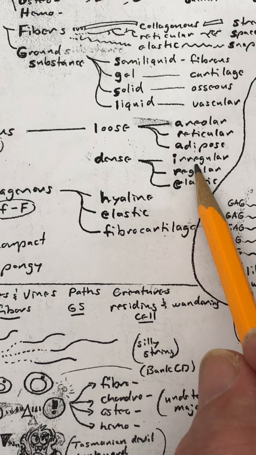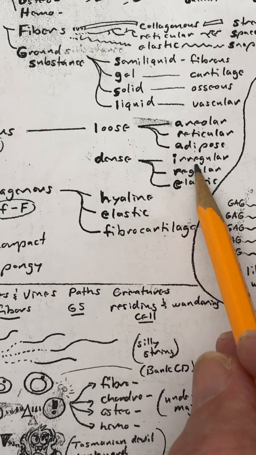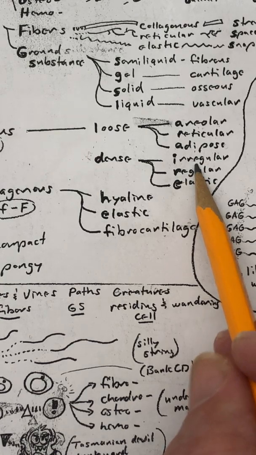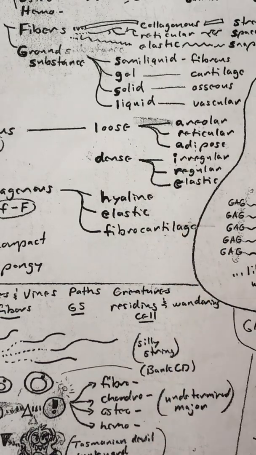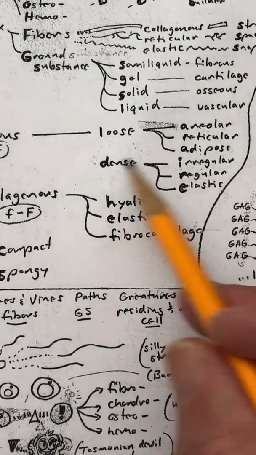And most of the capsules of the organs in your body are made of dense irregular connective tissue. The dermis of your skin, most of it is dense irregular connective tissue. Leather is just a commercial name for the dermis of an animal, and it's tough because it has dense irregular connective tissue. Dense regular connective tissue.